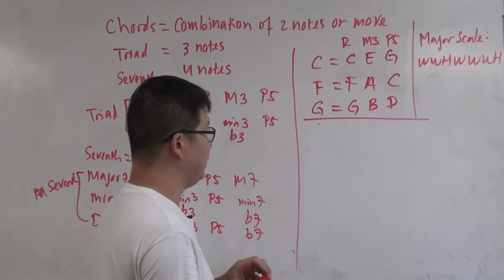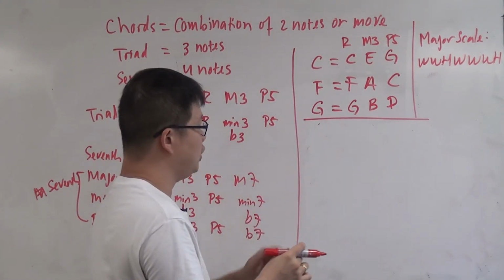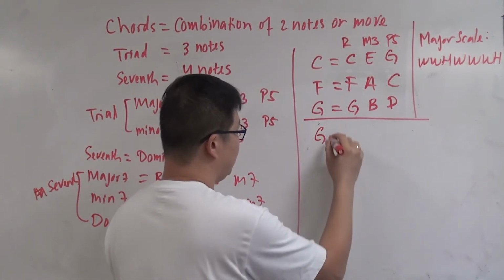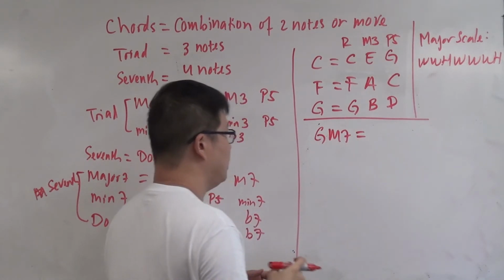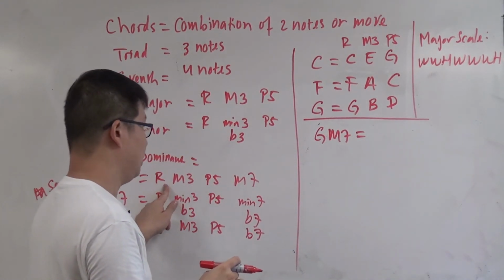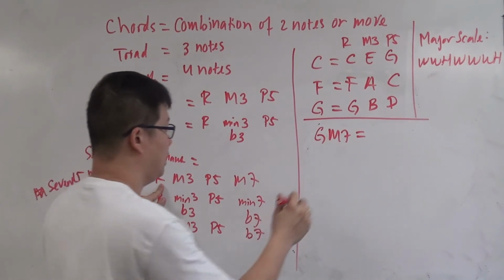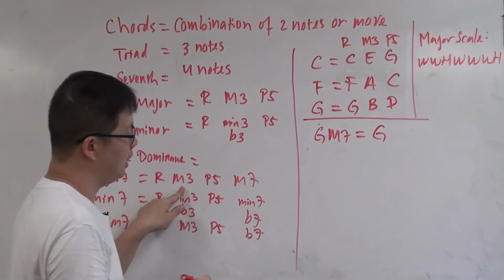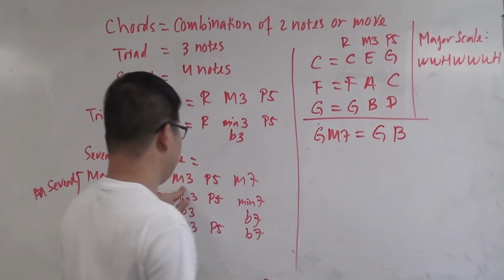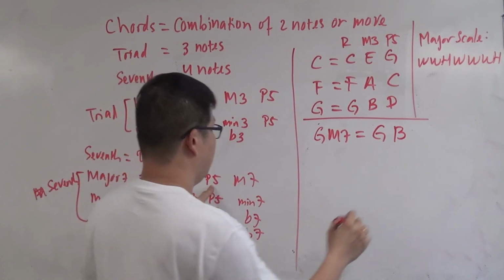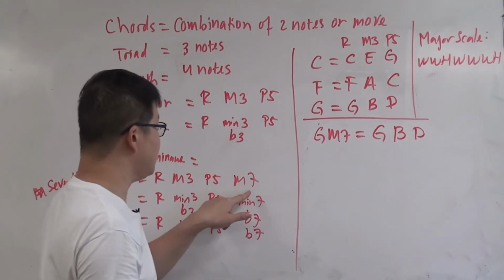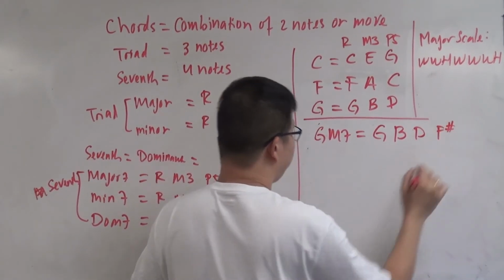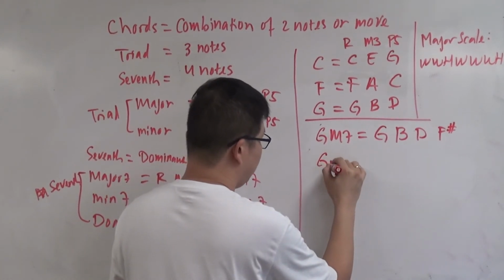Let's do one more example. We're going to do G. G major triad is G, B, D. Now, let's say we want to build G major 7. What will be the notes? What is the root of G? It's G. What is the major third of G? It's B. What is the perfect fifth of G? It's D. And what is the major 7 of G? It's F sharp.